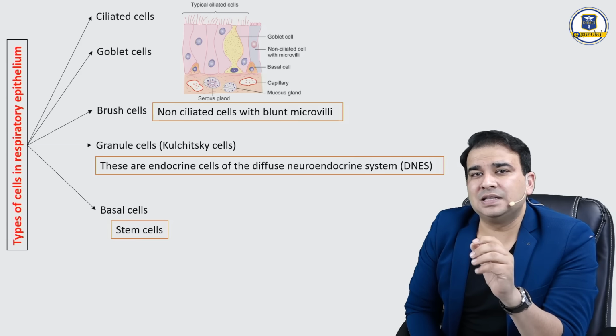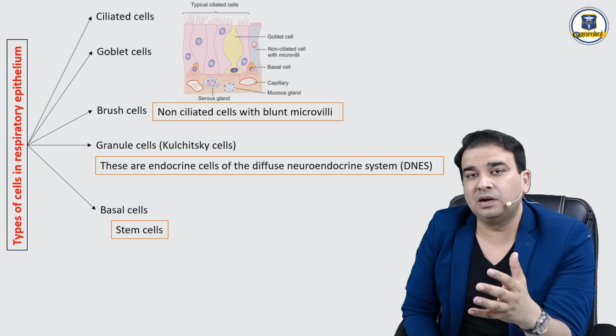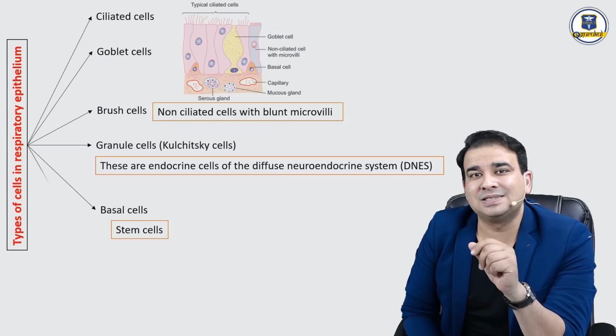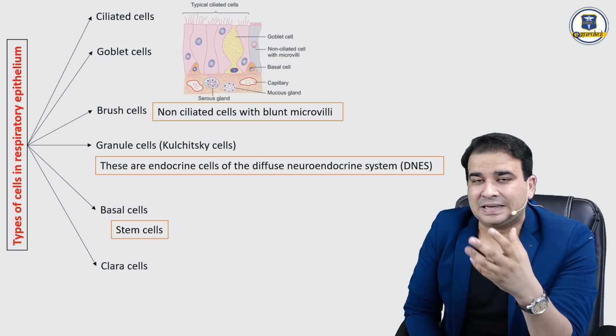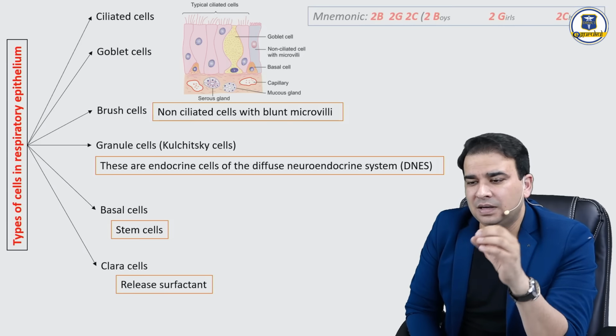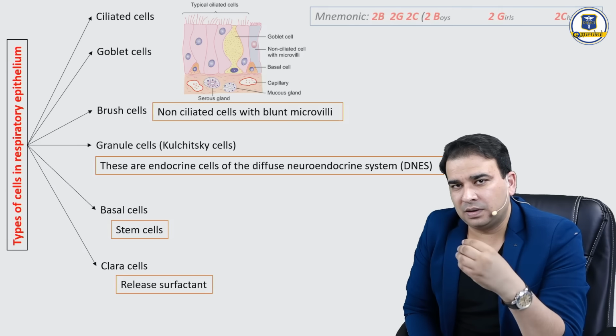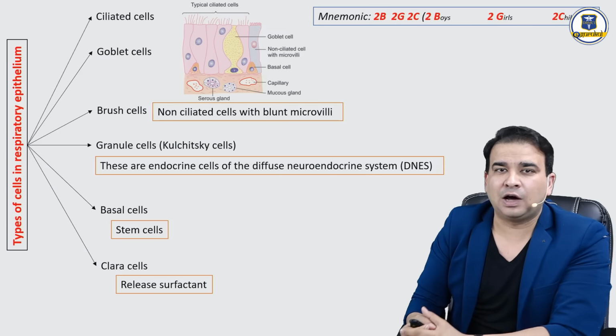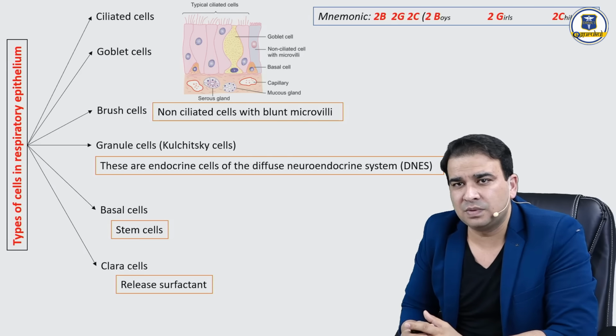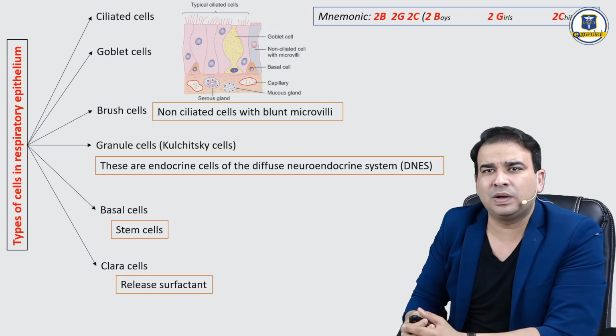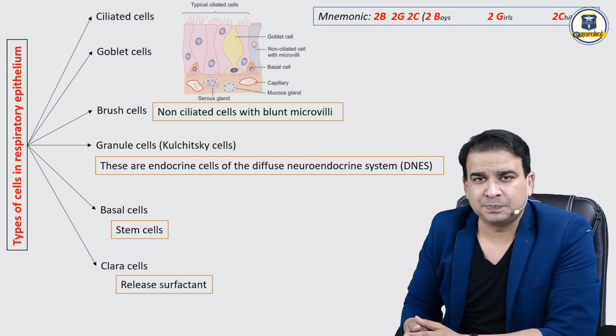And lastly, the cells which we appreciate from the terminal bronchioles and onward are called the Clara cells, which secrete the surfactants and will keep the lower respiratory tract patent, will not allow it to collapse. That is the Clara cells. We'll discuss all these cells separately also when we see the different kinds of lining.